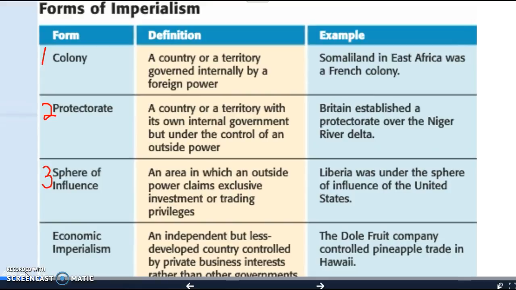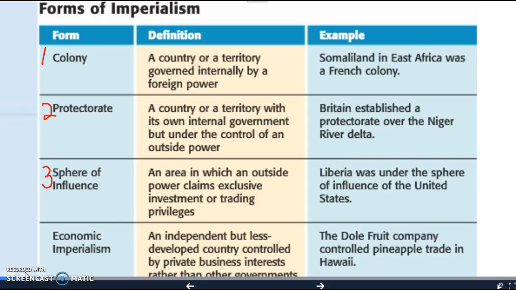Now, there are three types of imperialism you are supposed to know about for this class. The first one is a colony. You can see the definition is right there. It's a country or territory governed or ruled by a foreign country. So for us, best example, Jamestown was a colony started by the English here. So the people that lived here were ruled by an English governor who was sent over, and he reported directly back to the king.